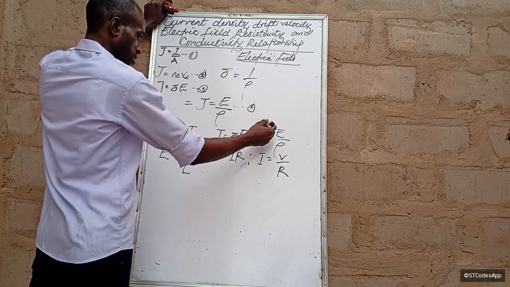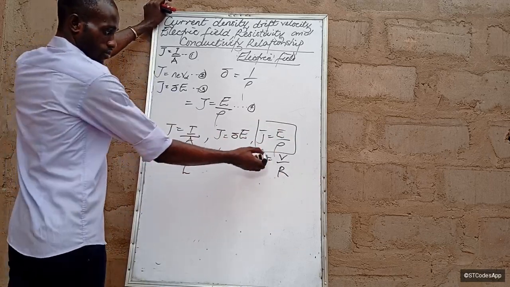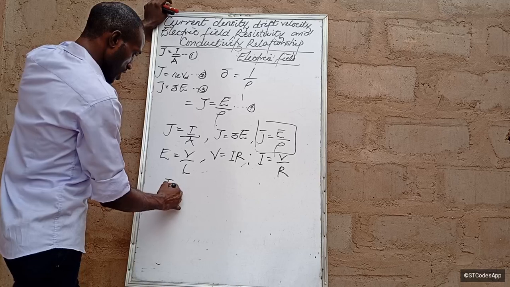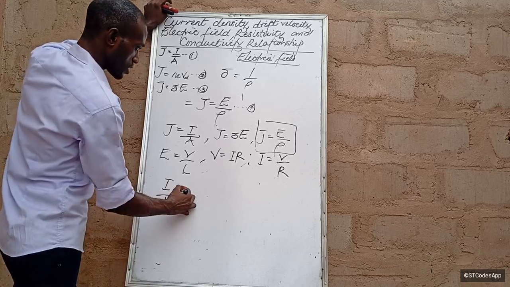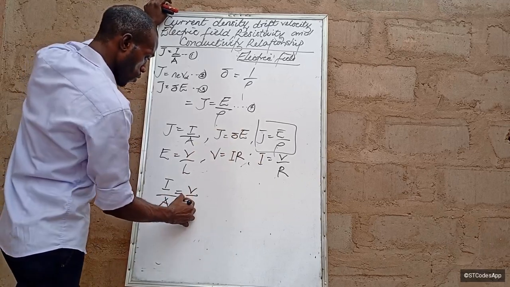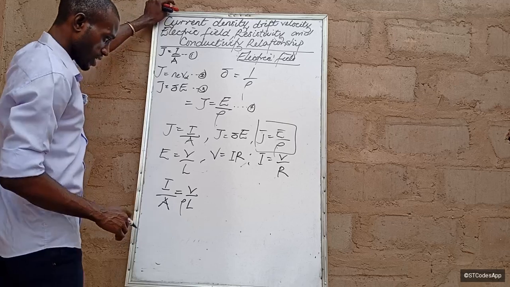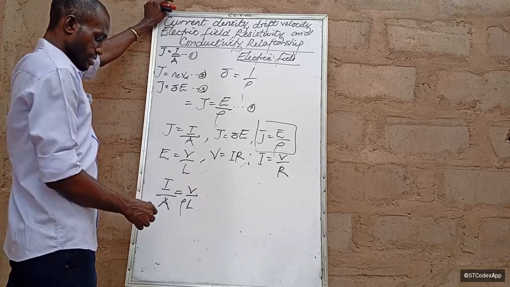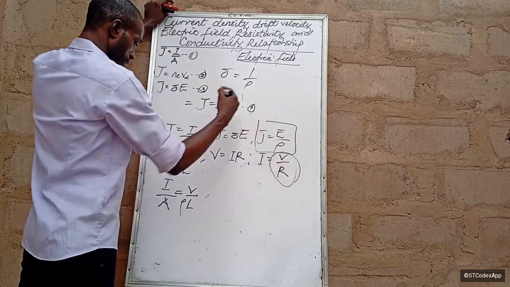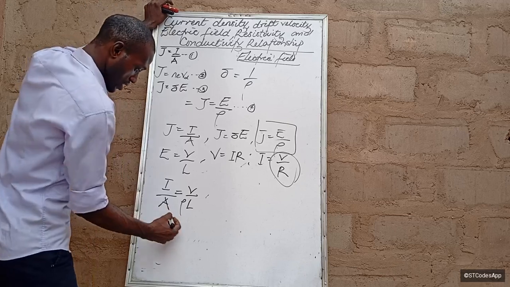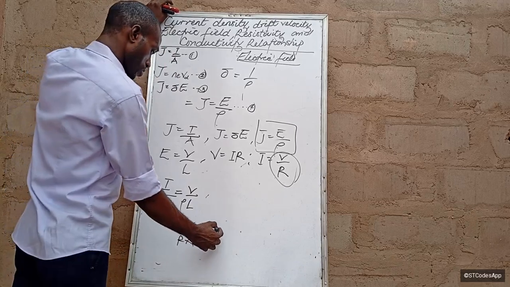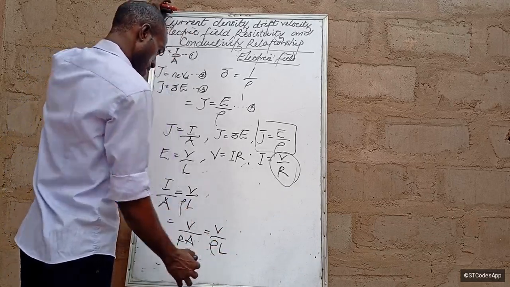Which one should we use? Let's use this, since this one has resistivity already. So J, which is I over A, is equal to E, which is V over L, times rho. Okay? Now if this is the case, remember that current is also V over R. So what that means is that we have here V over RA is equal to V over rho L.